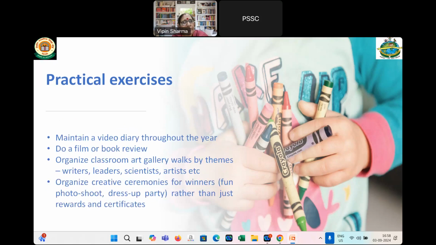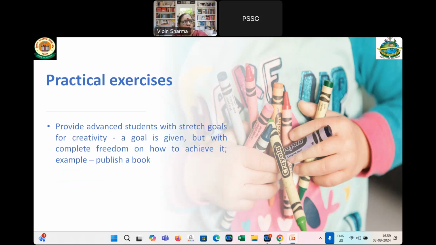Maintain a video diary. This is a repeat. Provide advanced students with stretch goals, but for creativity. A goal is given, but with complete freedom on how to achieve it. Publish a book. Tell the children, write a poem, and when you grow up, publish a book. So what? They will do it. At least there should be someone to tap them.